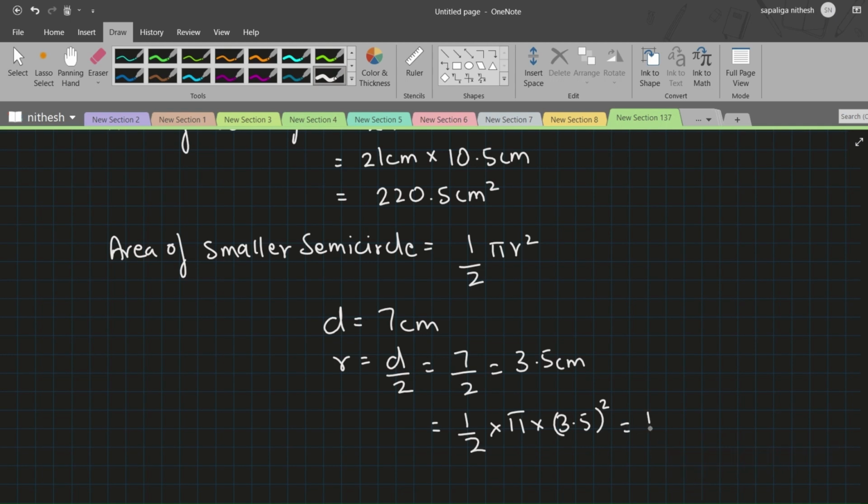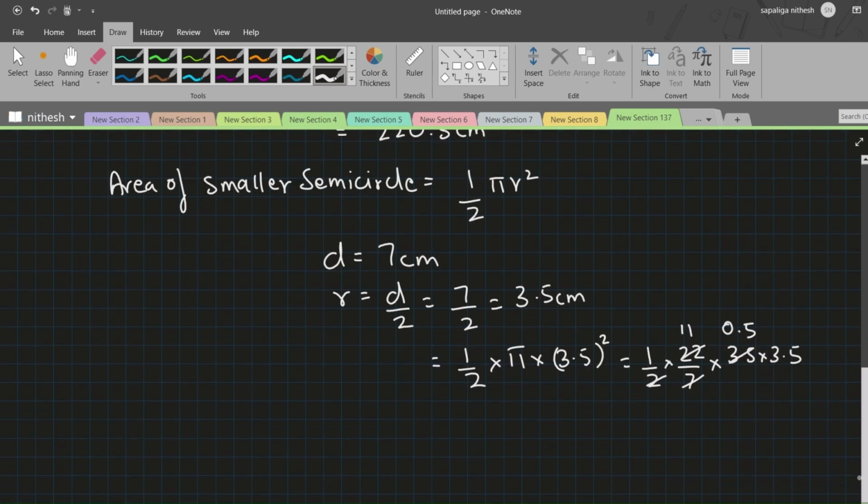So we can write half, 22 by 7. We take 3.5, we won't multiply it, we just write it in expanded form. The 7 and 3.5 will get cancelled, we get 0.5. 2 and 22 will get cancelled, we get 11. Now over here, we have 11, 0.5, 3.5. So when we multiply these three numbers, we get 19.25 centimeter square.